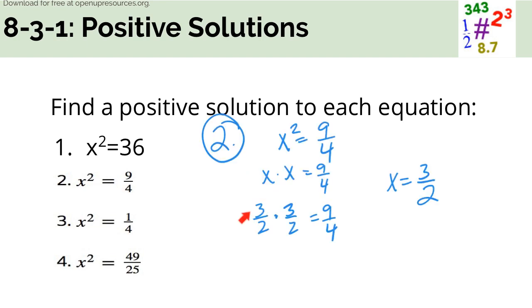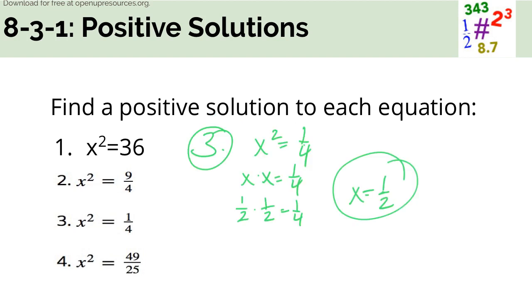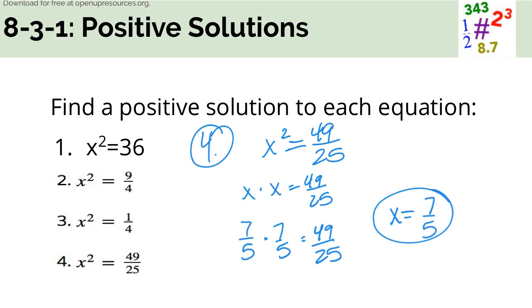In number 2 here, 3 halves times 3 halves. If I multiply across the top, multiply across the bottom, I get 9/4, and so my x would equal 3 halves. In number 3, if x squared equals 1/4, that means that if I have 1/2 times 1/2, multiply across the top, multiply across the bottom, I would get 1/4, so x equals 1/2. In number 4, if x times x equals 49/25, I would have 7/5 times 7/5, multiply across the top, multiply across the bottom, and I would get that 49/25, and so my x equals 7/5.